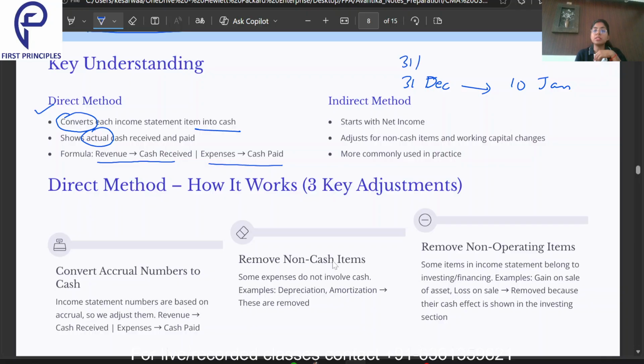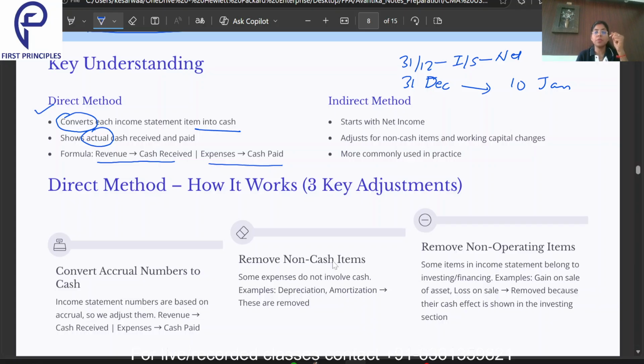So when on 31st December I am preparing my income statement, in that I am showing the Netflix subscription as an expense. But did I actually pay it in cash? No, I didn't pay it in cash because I requested an extension. So in that scenario, when preparing our cash flow from operating activities, we need to exclude this Netflix subscription expense, whatever we have included in our income statement. Okay, I'll just clear this off.